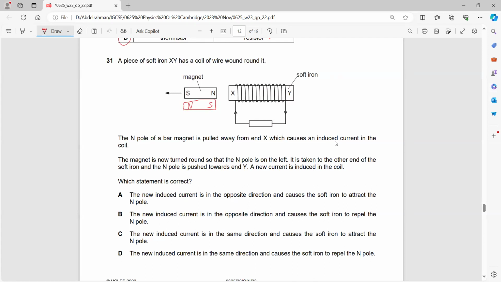It is taken to the other end of the soft iron, and the north pole is pushed towards Y. So you turned it around, you put it on the other side, and you pushed it towards Y. A new current is induced in the coil. Which of these statements is correct?